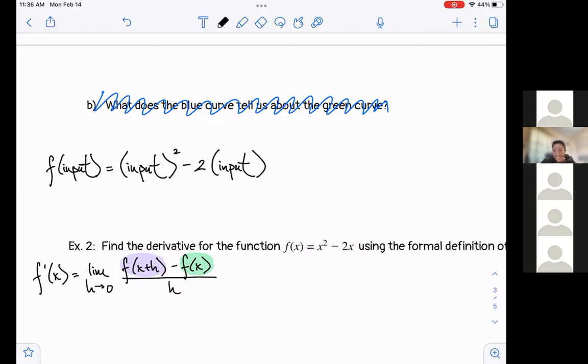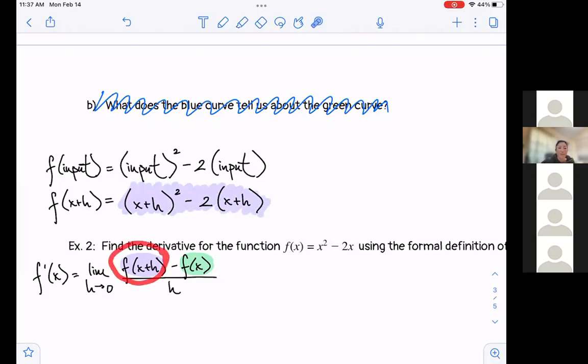Okay. All right. So let's say we wanted to find our f of x plus h for this function. What would we write for f of x plus h? x plus h squared minus 2 times x plus h. Exactly. And this, my friends, this whole thing is f of x plus h. Okay.